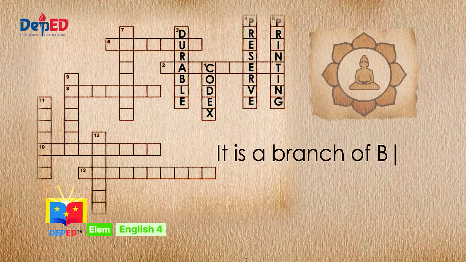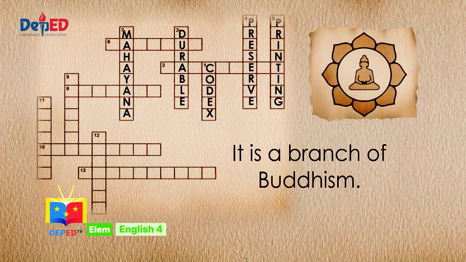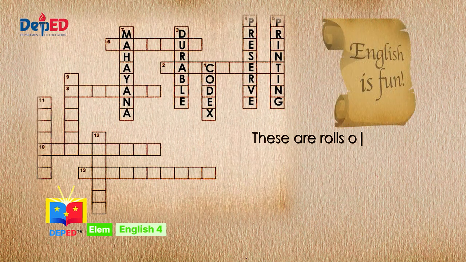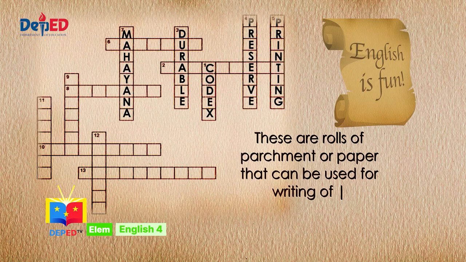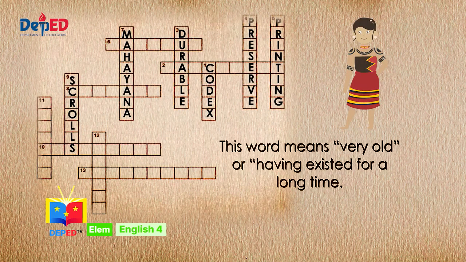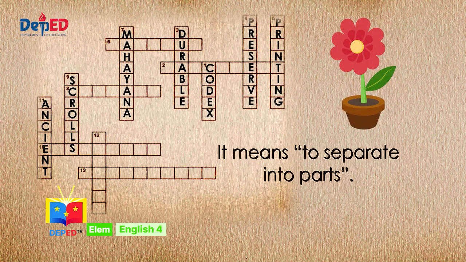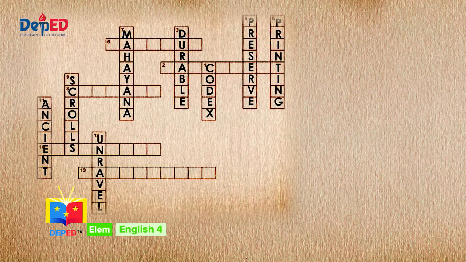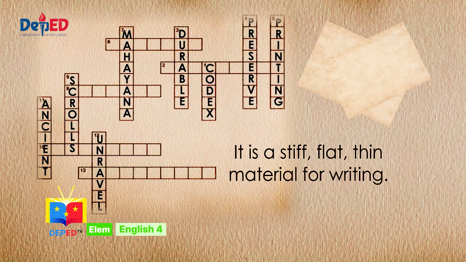Number 7. One branch of Buddhism is Mahayana. Number 9. Rolls of parchment or papers used to write on and paint on are called scrolls. Number 11. The word that means very old or having existed for a long time is ancient. Number 12. To separate into parts means to unravel. How are your scores going so far, kids? Now, let's do a cross. Number 2. The stiff, flat, thin material used for writing is called parchment. Number 6.